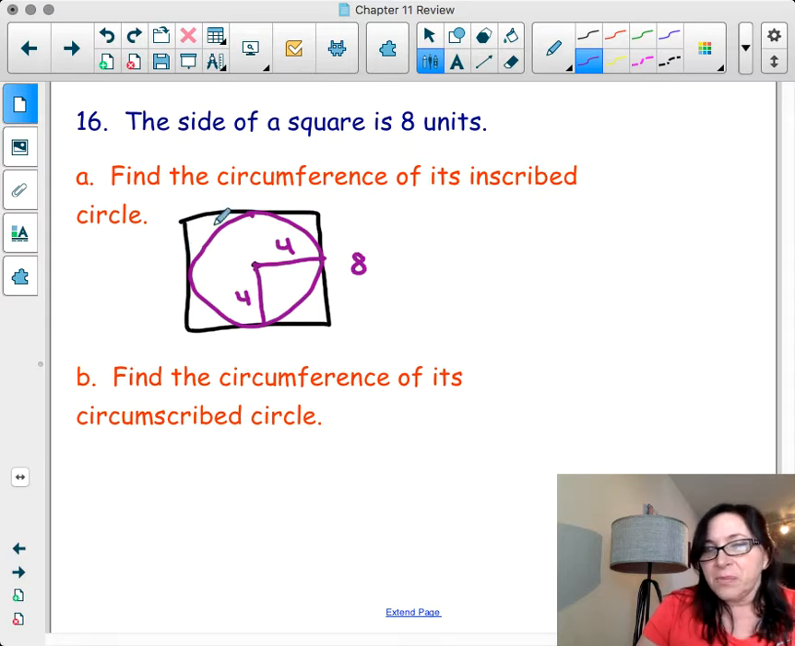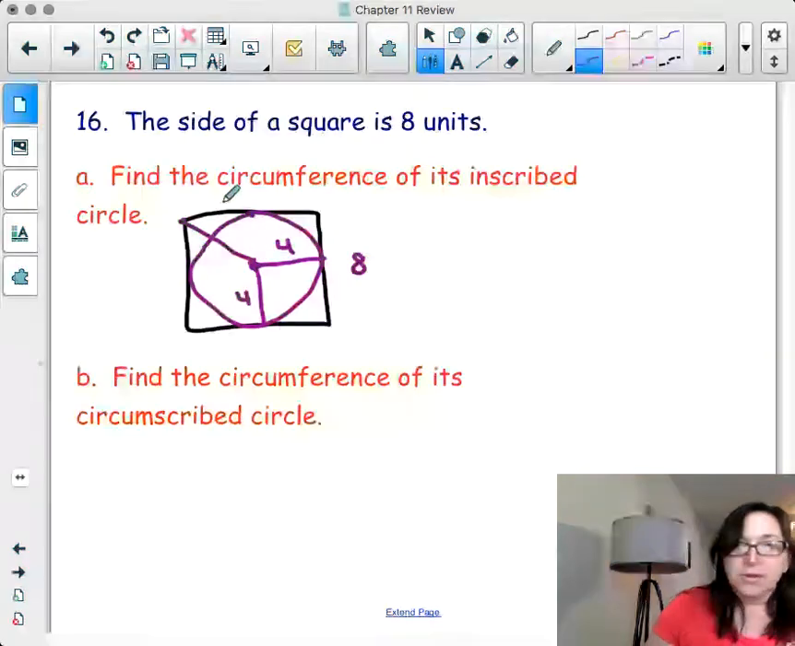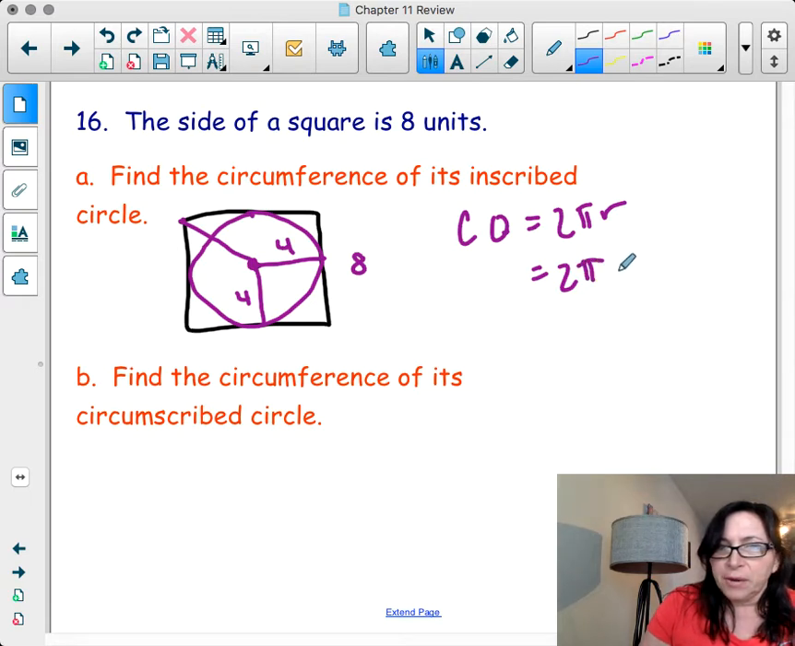You know what? A lot of people make a mistake and they do this. They take their radius and they go to the corner, and they're like, well, how do I know what the radius is? I understand the wanting to do that, but don't do that. That's not helpful. That's the radius of the square, but they don't want that. They want the circumference of the circle. So the circumference of the circle is 2 pi r. So that's 2 times pi times my radius, which is 4. So that's going to be 8 pi. So that's the circumference of my circle.